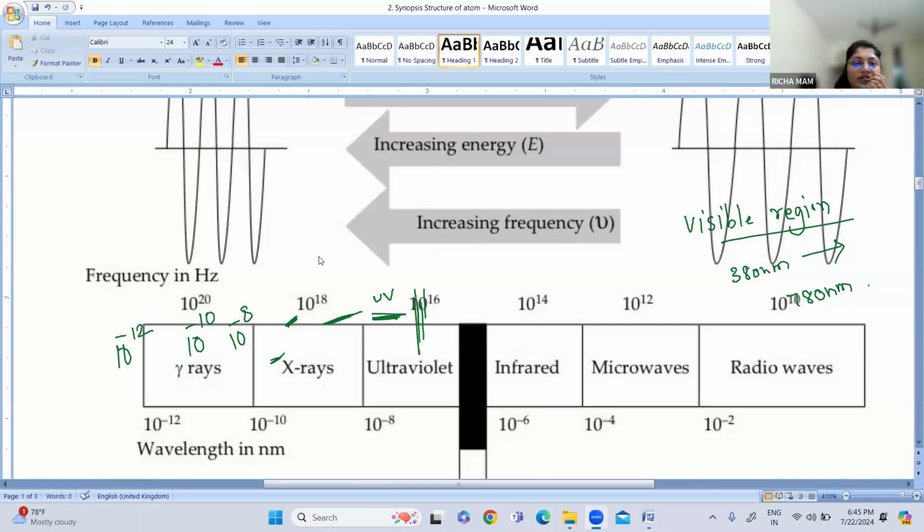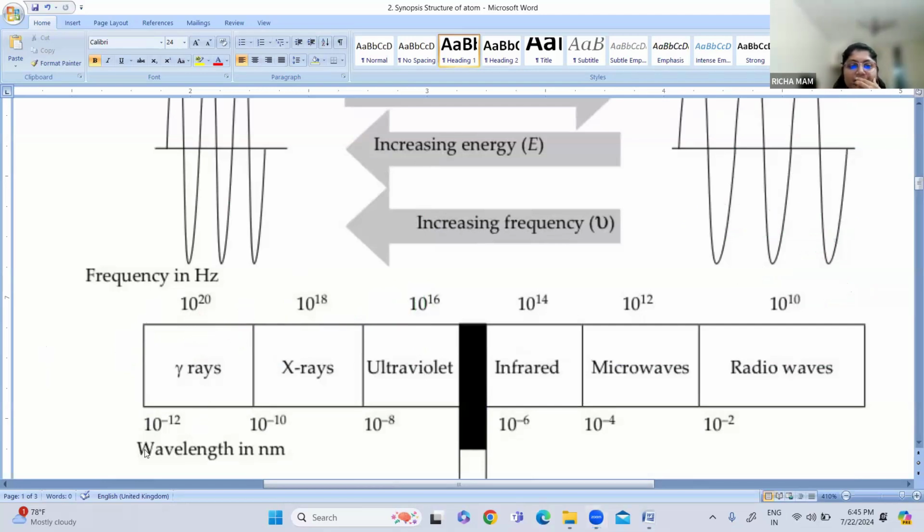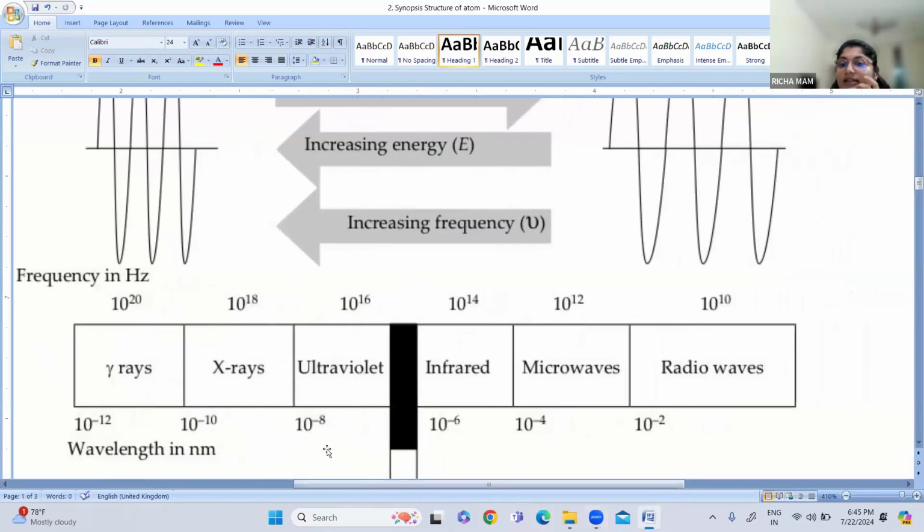It starts with our gamma rays, at a wavelength of 10 raised to minus 12. Then 10 raised to minus 10 is our X-ray. Then our UV rays, that is 10 raised to minus 8. Next is the region.